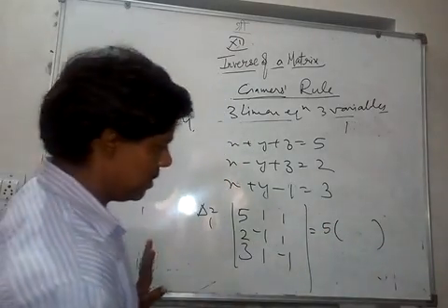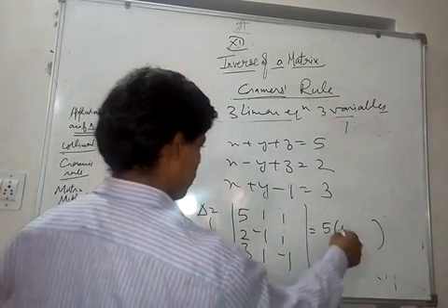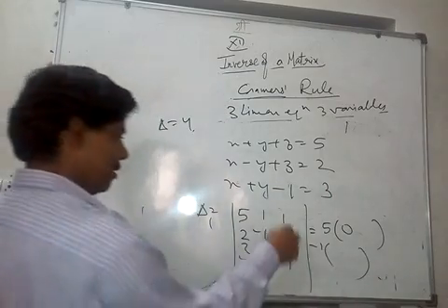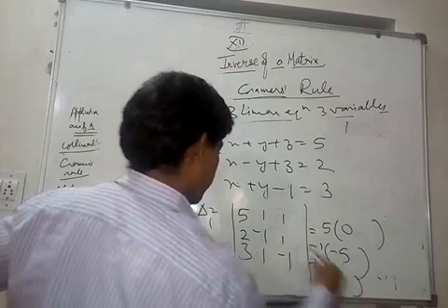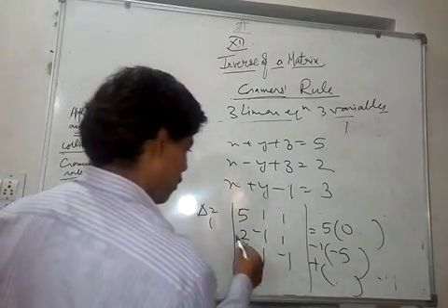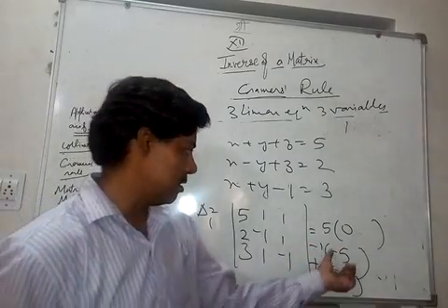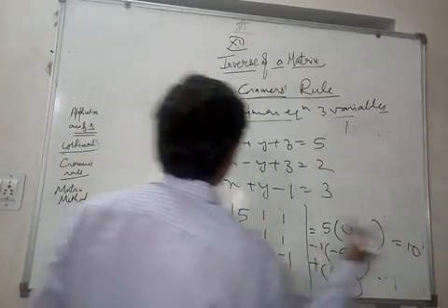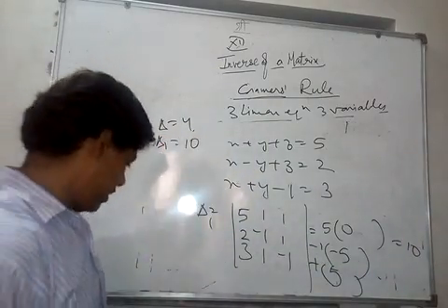Don't try to apply properties here, this will not help much. 5 here, so 1 minus 1 is 0, and minus 1 this one, and this is minus 2 minus 3 minus 5, and this is plus 1, and this is 2 plus 3, 5. So this is 0 and this is plus 5 plus 5, 10. So delta 1 is 10. So we'll write here delta 1 is 10. So delta is 4, delta 1 is 10.